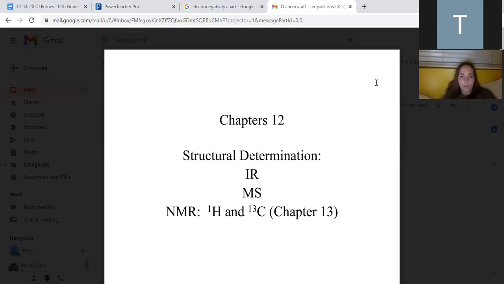NMR stands for nuclear magnetic resonance. Essentially, this is just a giant magnet. And based on a lot of very funky math that's complicated, for H1 NMR, we can tell how many protons and what they're attached to, and how many neighboring protons there are. Carbon 13 is a little simpler, but it'll tell us how many unique carbons we have.